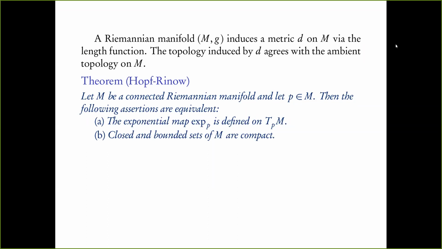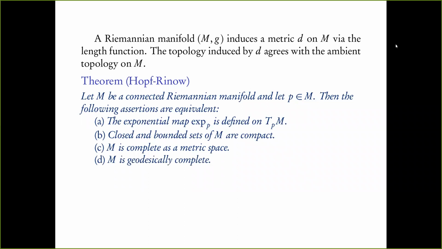Condition B says that closed and bounded sets are compact. That's a very nice condition to have and should remind you of the Heine-Borel theorem. The third condition is about completeness of metric spaces. Consider M as a metric space, now that you have a metric d which induces a topology. The d comes from a choice of a Riemannian metric g. So this is saying that (M, d) is a complete metric space, meaning all Cauchy sequences converge.